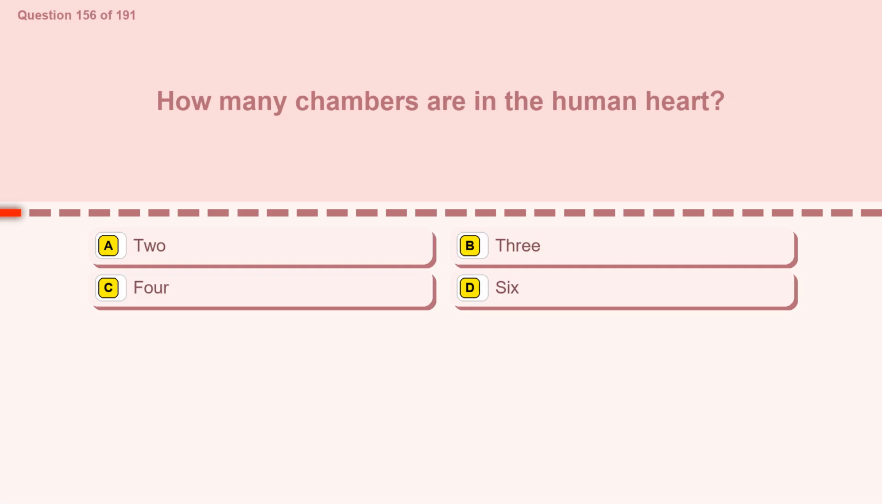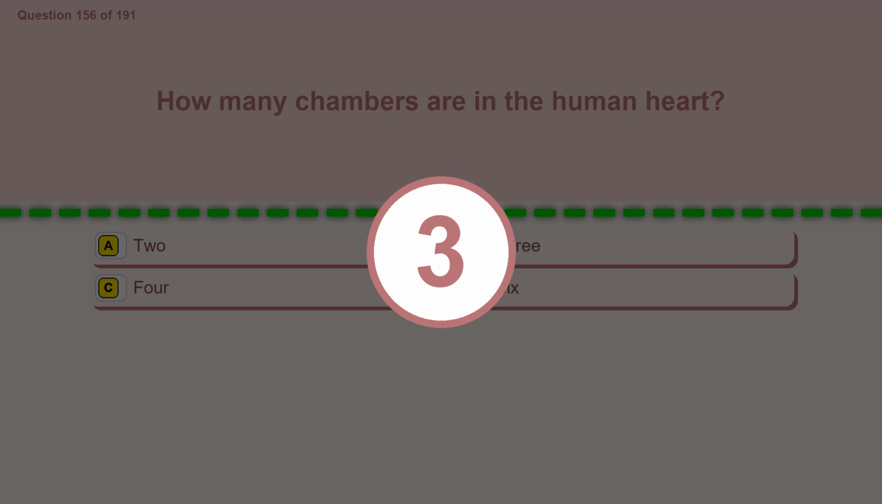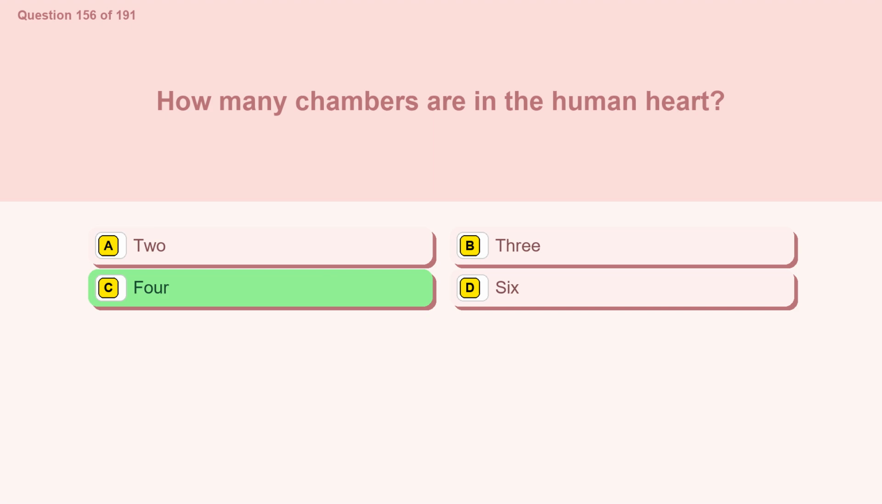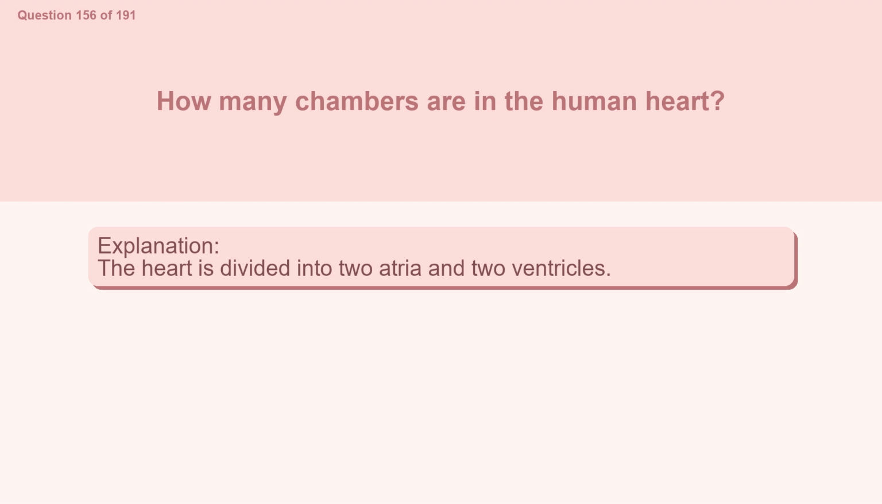Question 156. How many chambers are in the human heart? Option A, 2. Option B, 3. Option C, 4. Option D, 6. The correct answer is option C, 4. The heart is divided into 2 atria and 2 ventricles.